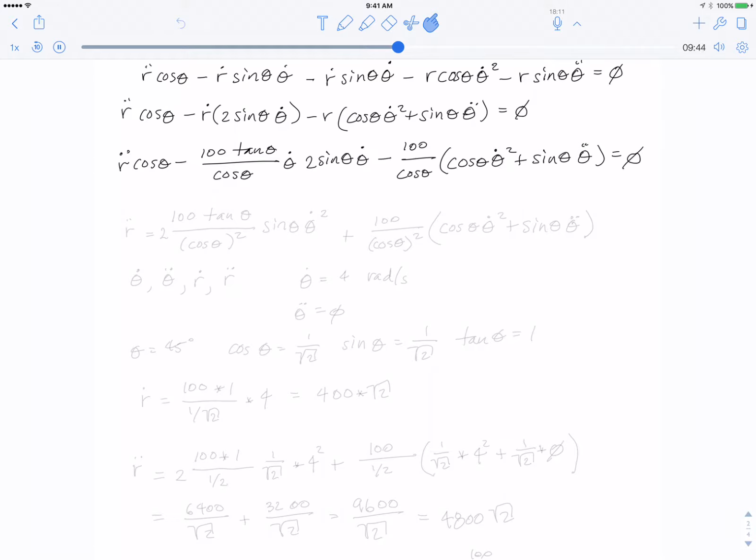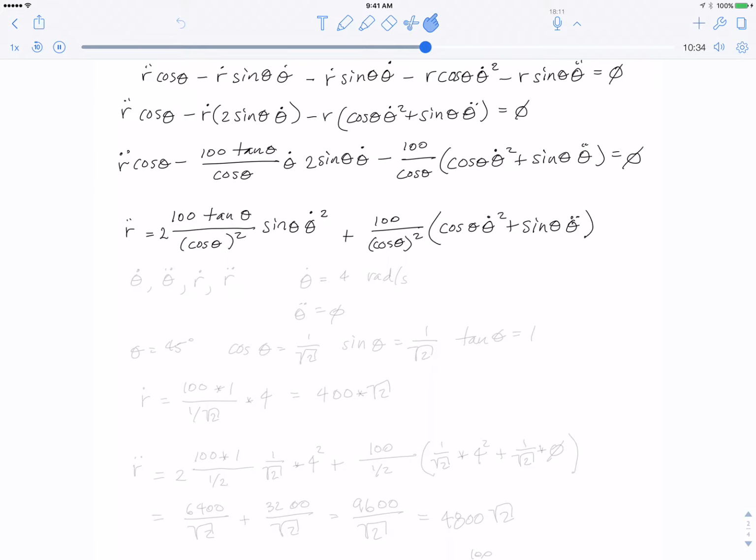So putting everything on the other side and then dividing by cos theta, we get r double dot equals 100 tangent theta over cos theta squared times 2 sine theta, theta dot squared, plus 100 over cos theta squared times cos theta, theta dot squared, plus sine theta, theta double dot.